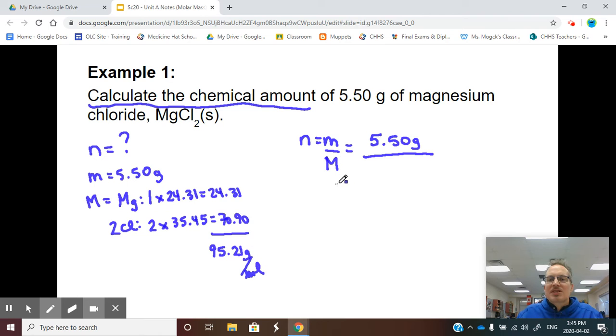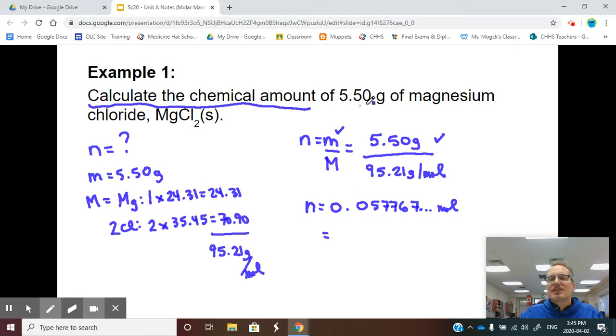No units, and I'm not going to give you the mark. The molar mass we just calculated was 95.21 grams per mole. So first mark, formula. Second mark, substitution with unit. Third mark, we're going to get the answer. So I'm going to take 5.50 divided by 95.21 grams per mole, and the answer comes out to be 0.0577767 yada yada yada moles.